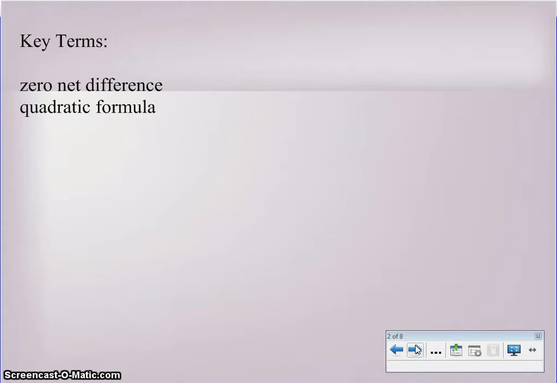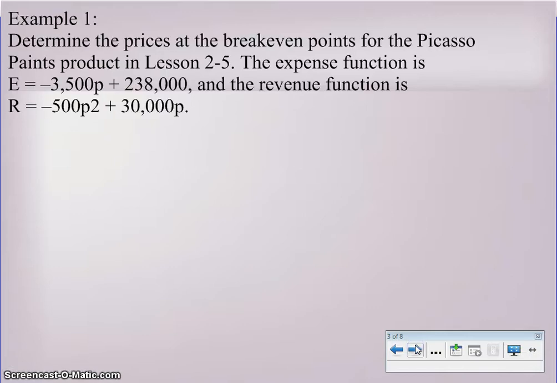Here is our vocabulary for today. You can see quadratic formula is on there, and we will be using it quite a bit today. Example 1, it says determine the prices at the break-even points for the Picasso Paints lesson in 10.5. The expense function, remember, was E equals negative 3,500p plus 238,000. Our revenue function was negative 500p squared plus 30p.